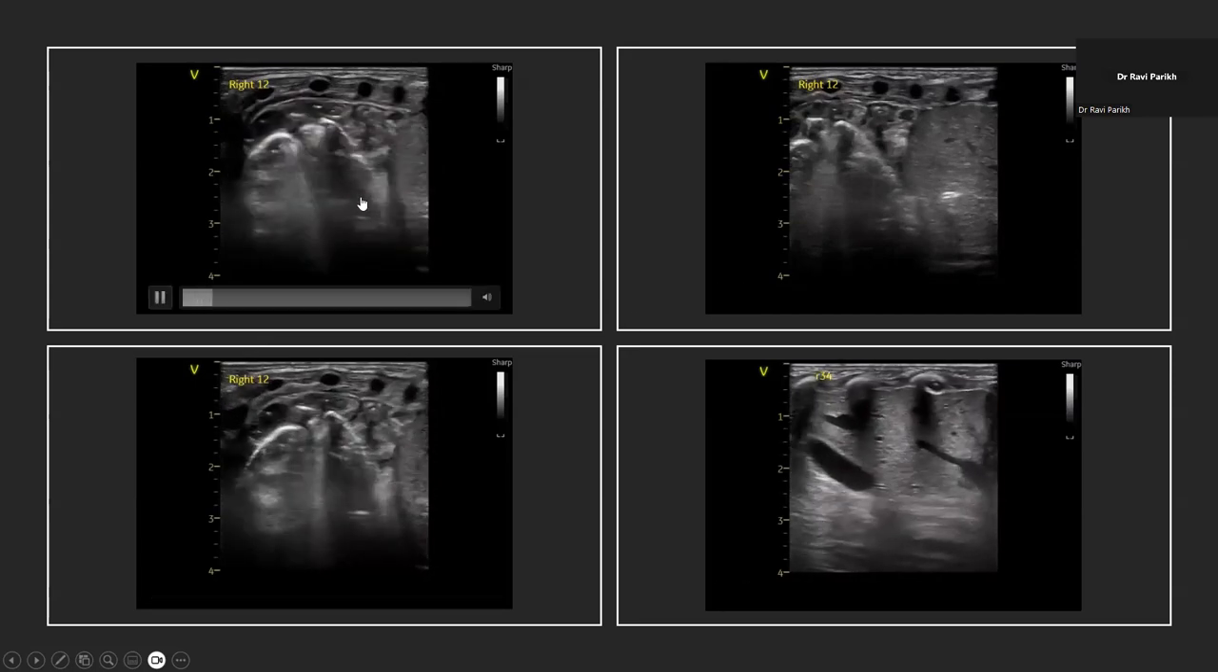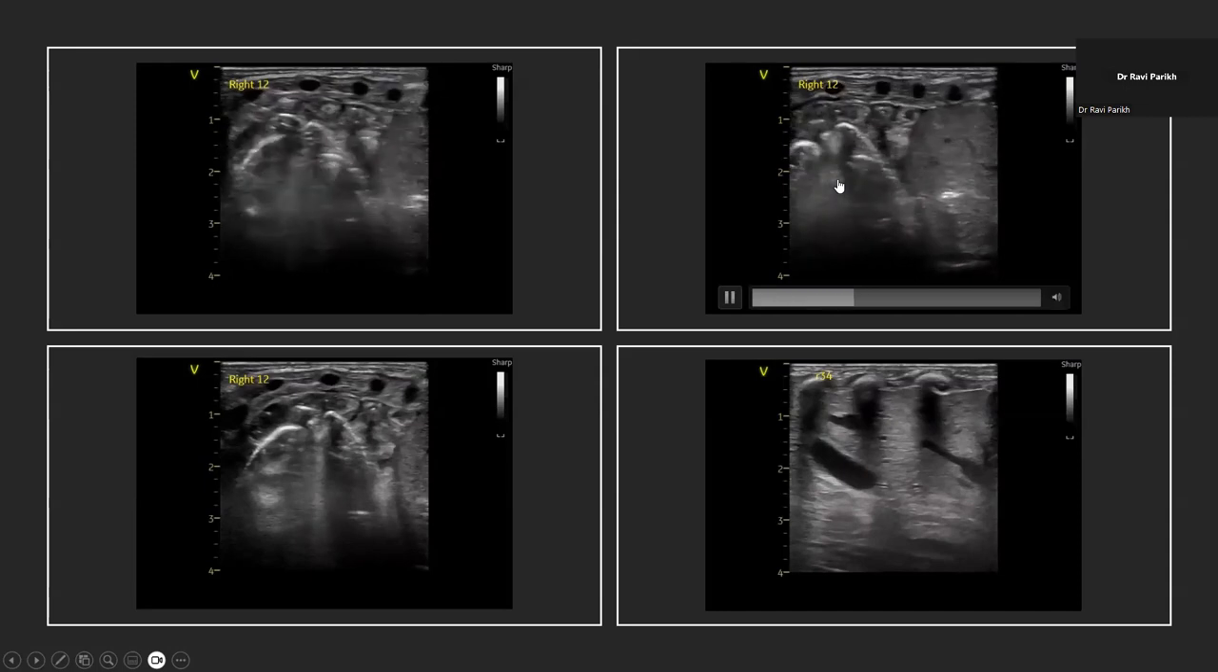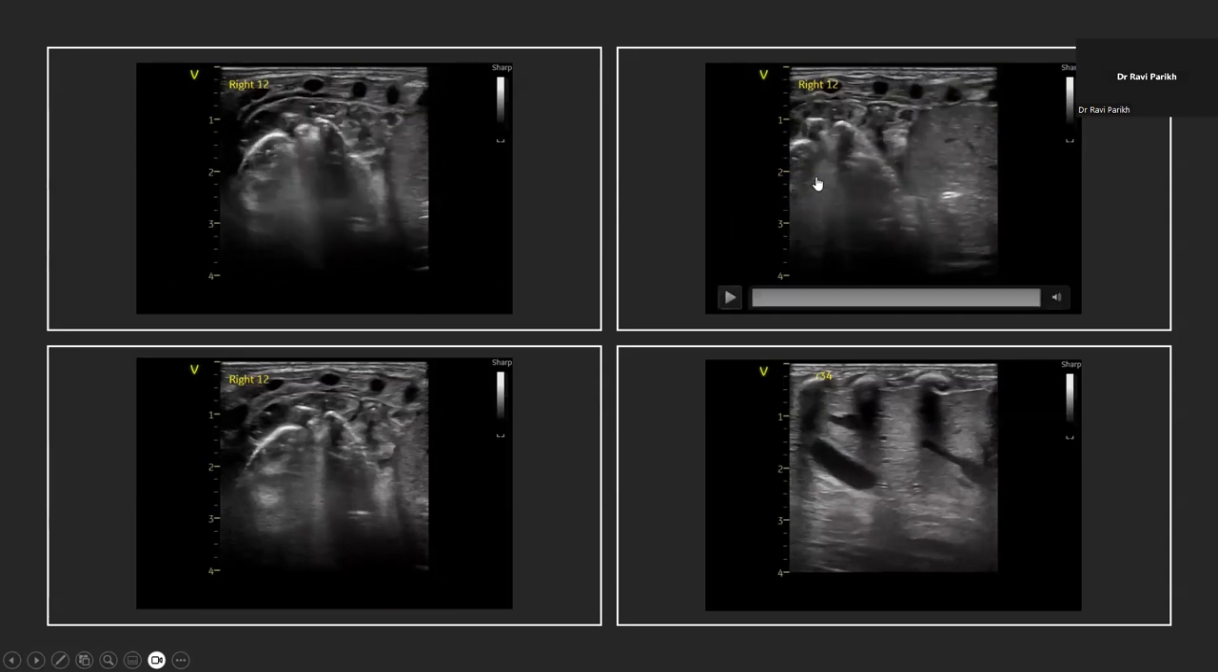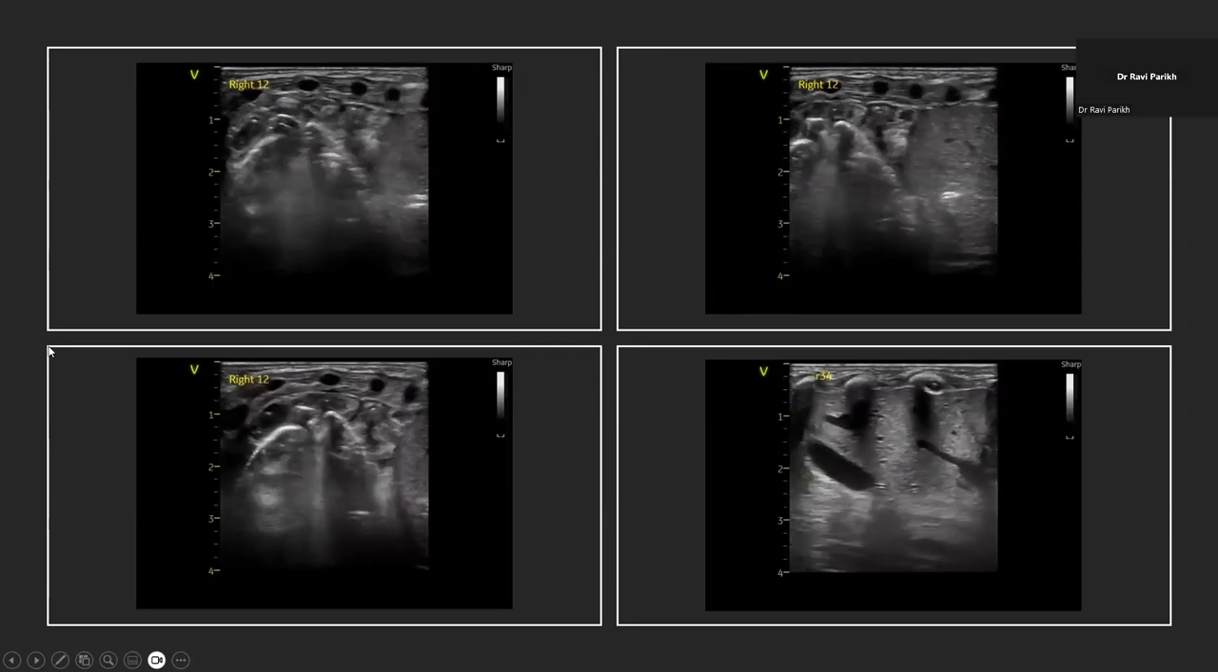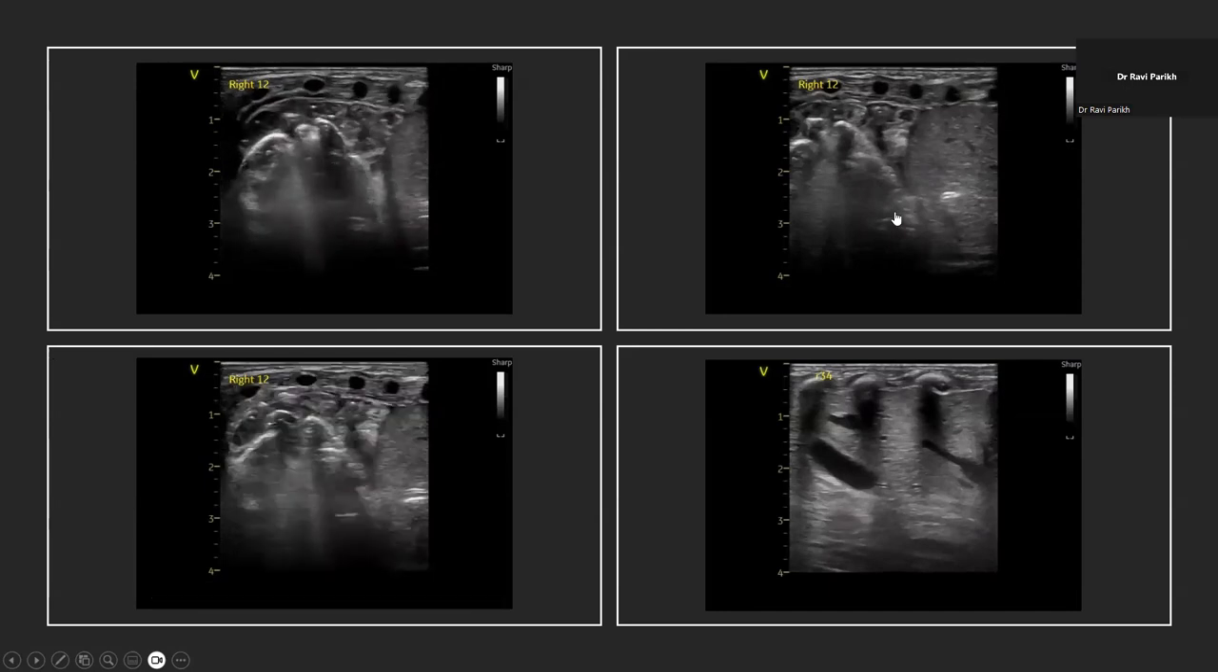Just to give you a feel, because I know it's been a long day, this baby had a left-sided pneumothorax. So this hernia was not the reason. Actually, this baby had a left-sided pneumothorax, and we ended up putting a pigtail on the left side.